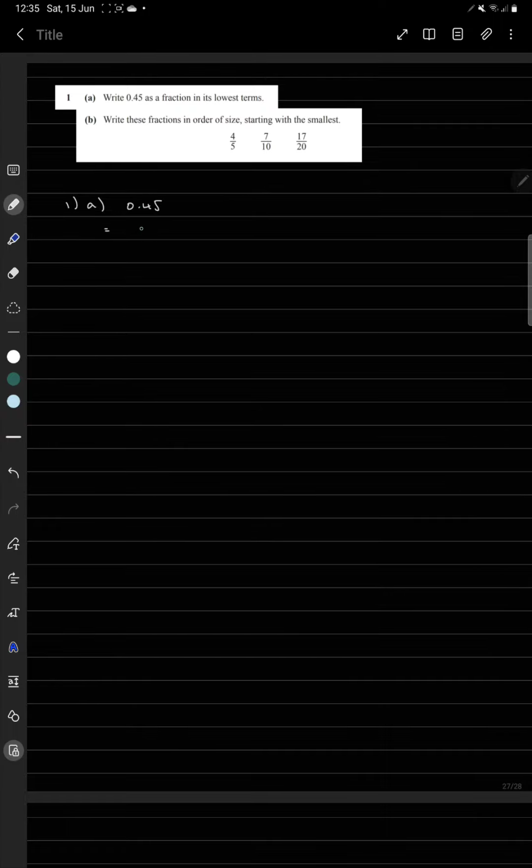is currently in decimal. So whenever we want to change to a fraction, we have to move this decimal point with the count 1 and 2. So there's 2. We need to move the decimal places by 2, so which means we have 45 over 100. So 2 movements means 2 zeros. Okay, now we've managed to change this into a fraction, but it's not in its lowest term.